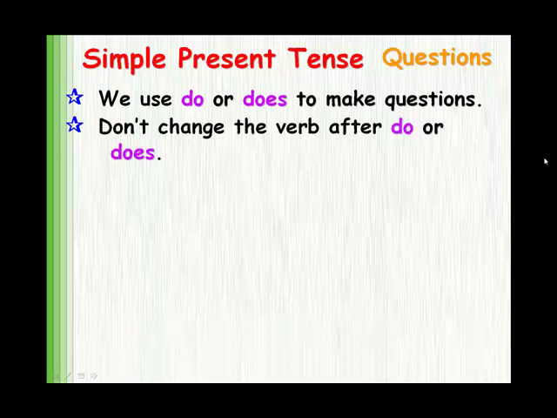We use do or does to make questions, and when we do so, there is no change with the verb. If you remember in the first video about the simple present, in affirmative sentences, when the subject is he, she, or it, the verb changes because we add an S. But here with questions, we don't add an S to the verb, okay?